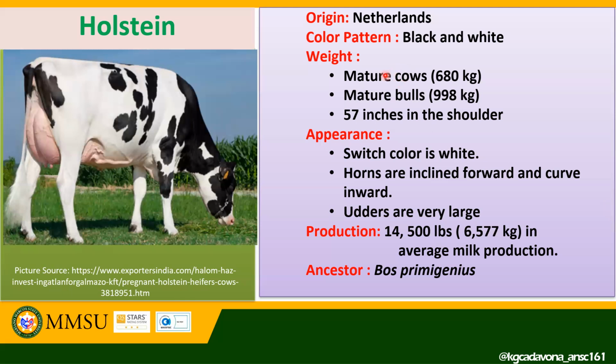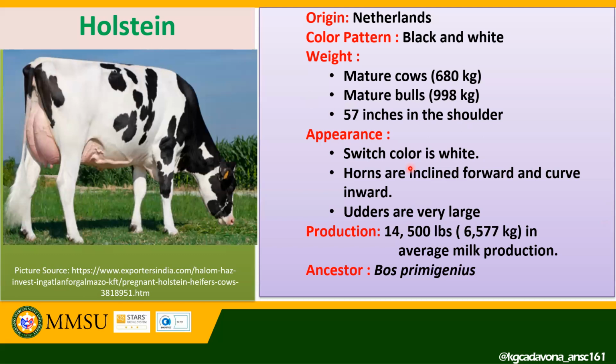Okay, just take note of it. This is considered to be the largest of the dairy breeds since yung mga mature cows usually weigh around 1,500 pounds or 680 kilograms and mature bulls weigh of around 2,200 pounds or around 998 kilograms. And yung kalapad naman ng shoulder niya, it is approximately measured for about 57 inches lang.